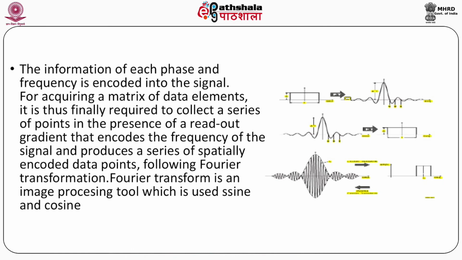Now you can see the information of each phase and frequency is encoded into the signal. For acquiring a matrix of data elements, it is thus finally required to collect a series of points in the presence of the readout gradient, which is called a frequency encoding gradient, that encodes the frequency of the signal and produces a series of spatially encoded data points following Fourier transformation. This Fourier transformation is an image processing tool which is used to express a signal in terms of sine and cosine functions.